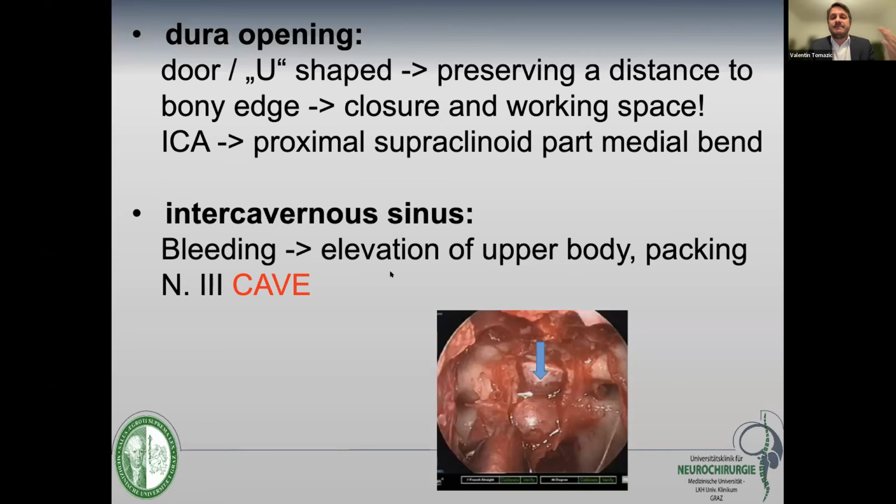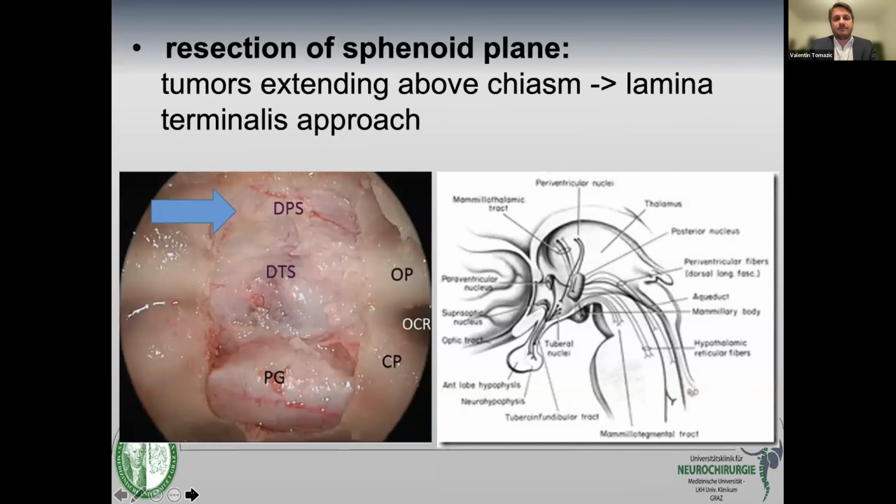If there is bleeding, elevate the upper body. Be very careful with packing, especially for the oculomotor nerve. You may use Spongostan or any soft resorbable material that holds the bleeding very nicely, but don't apply firm pressure inside the cavernous sinus.